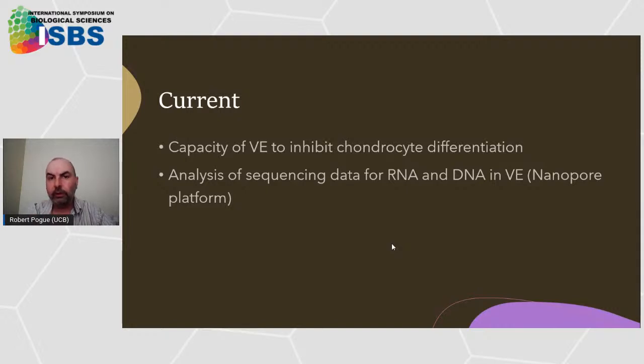We're also analyzing sequencing data for RNA and DNA, which we produced by the nanopore platform. And so last year, we took some of these vesicle samples to Ireland, where we did nanopore sequencing to analyze the transcriptome and also the DNA profile in these chondrogenic extracellular vesicles.